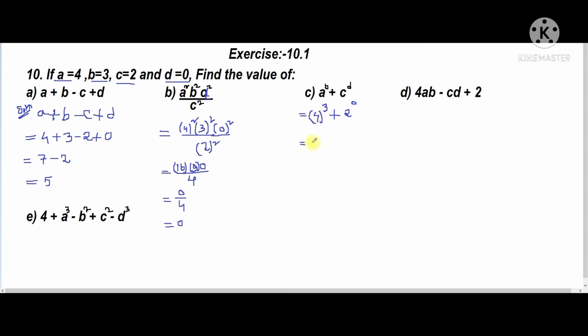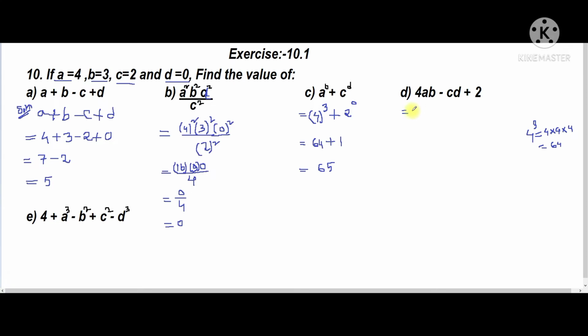4 cube means we need to multiply 4 three times, so 4 into 4 into 4, which gives 64. So here we write 64, and here you see 2 to the power 0. Anything to the power 0 is always 1. So 64 plus 1 is 65. Now question number D.